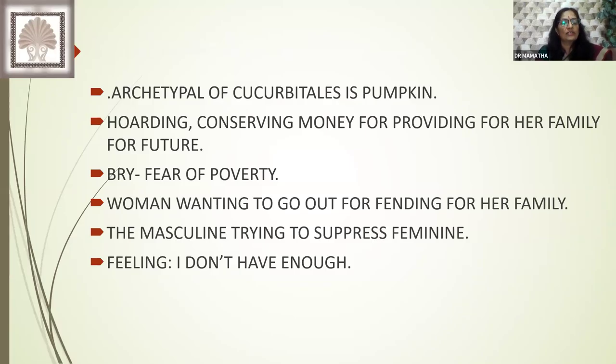Hoarding. So pumpkins, all these fruits are very large, no? I mean, they have a lot of food in them. Hoarding, conserving money or providing for her family for the future. Bryonia has this fear of poverty. Woman wanting to go out for fending for her family. The masculine trying to suppress the feminine. The feminine becoming masculine. Feeling I don't have enough.